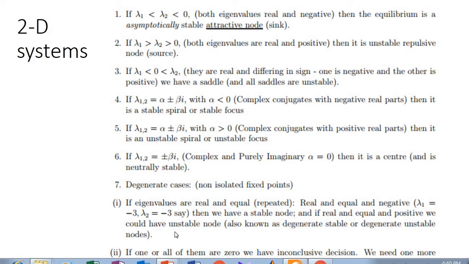And the last case is interesting. If one or all of them are 0, we have an inconclusive decision. We need one more condition to establish the stability of the system. So if we've got 0 for lambda 1 and lambda 2, both of them being 0, it means that they are inconclusive. We cannot conclude. We need to do more tests.